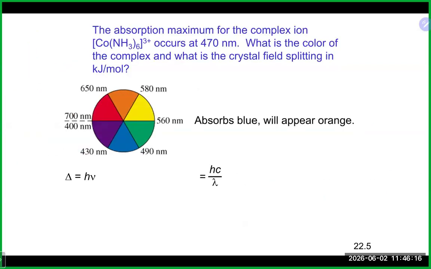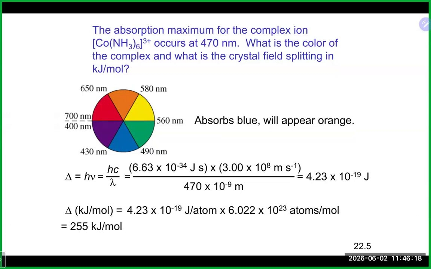I think this is filled out in your paper, so we'll just go through the calculation to talk about how we get to the number. The absorption maximum of this complex ion is 470 nanometers. What is the color of the complex, and what is the crystal field splitting? Once again, at 470, that would put us in this area here, and our complementary color is across the way. So the solution should appear orange to us as it's absorbing in the blue spectrum.